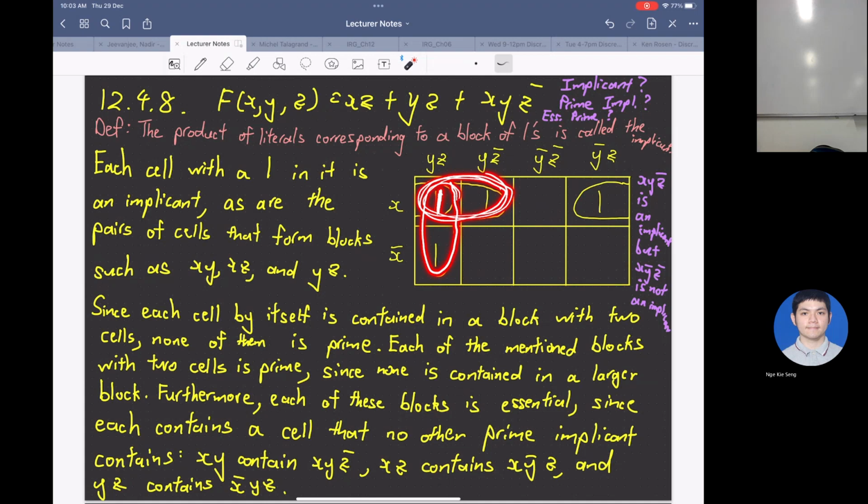So this block is shared by different blocks. But this one here is only covered by this block here. So it is the largest block of one that covers a one in the K-map. No matter which one, as long as there's a one inside the block that is not covered by the other, this will be called essential. So in this case, these three blocks here are essential, because they have a one that is not covered by the other blocks. Make sense?